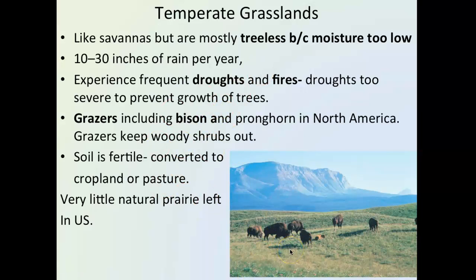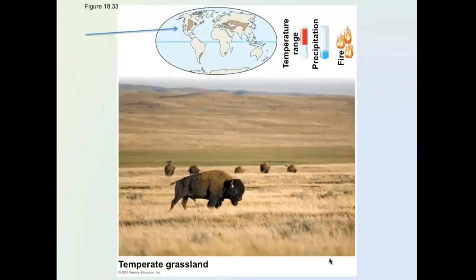And then the soil in prairies is actually really, really fertile. So as a result, we're taking a lot of our pasture grasslands and converting them to farms, to cropland. So there's very little natural prairie left in the United States. We've used this land to make huge, huge farms. So here is a nice grassland with a bison, and take a look at where we find this. If this is the United States, this is the Midwest.